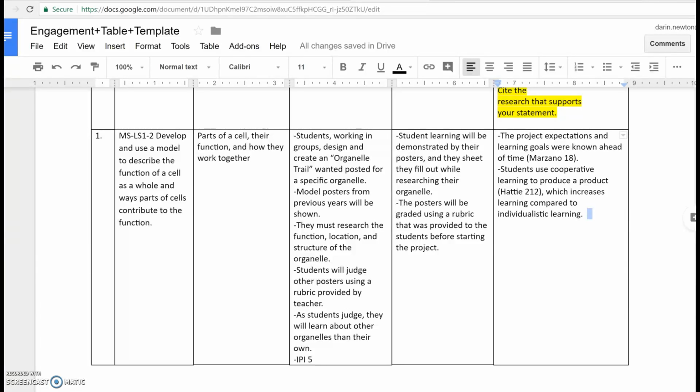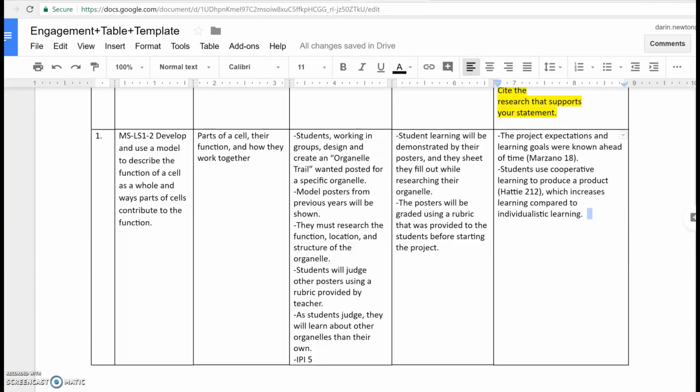I give them a template sheet to fill out, and then they do research to fill out specific things that I'm looking for. So they can use their workbooks, they can use the internet. Once the posters are all done, I hang them out in the hallway, and then the students actually judge other posters using a rubric that I provide to them. So as the students are judging, they're going to be learning about the other organelles that they didn't actually cover.